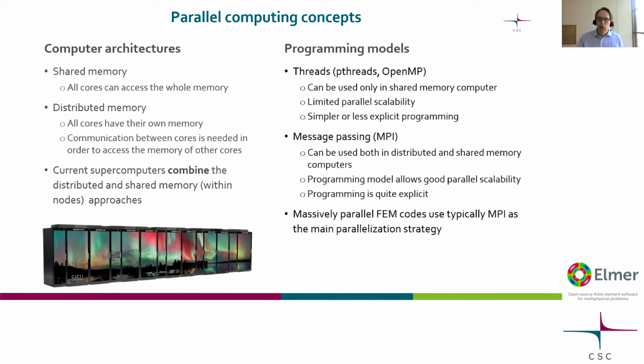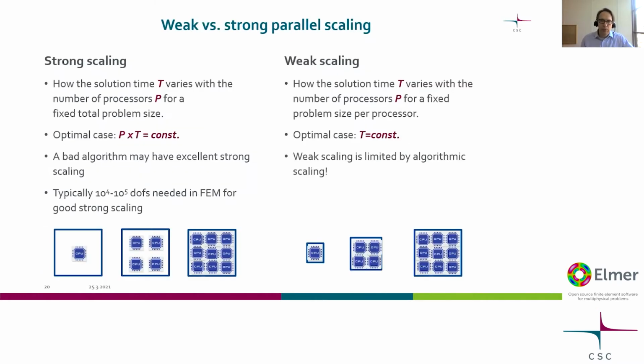Programming with MPI is not simple, but luckily most of the stuff has been hidden from the end user. So with Elmer, you don't have to know whether your model is serial or parallel. They look exactly the same. The linear solvers typically take care of the communication. The parallelization also comes with two different flavors of scaling.